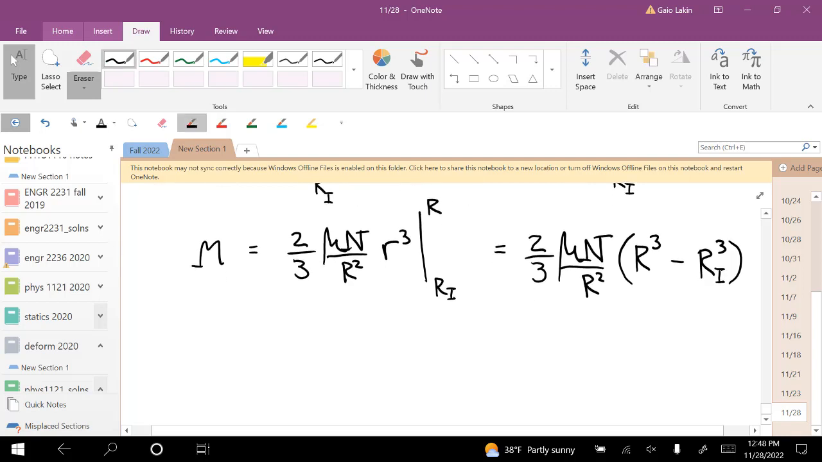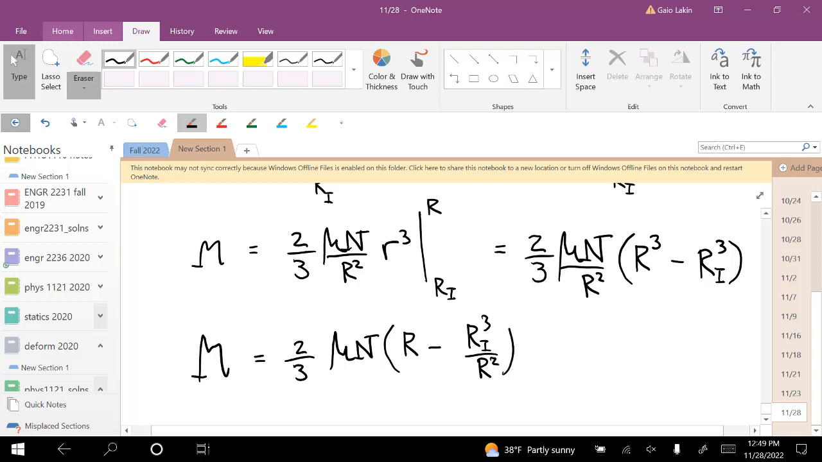And so you can write this as, your final expression for the moment is equal to 2/3 mu times the normal times the quantity big R cubed minus R inner cubed over R squared.